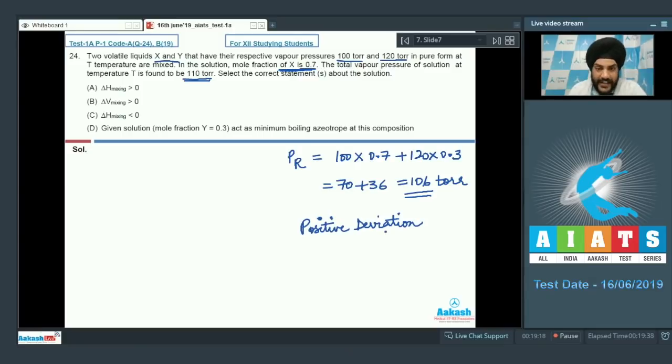Okay, so if you look at the options which are given to us, option A is correct. Delta H mixing is positive, delta V mixing is also positive, so option B is also correct. Option C will be automatically incorrect if option A is correct.